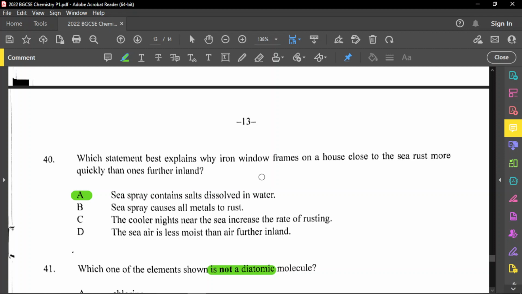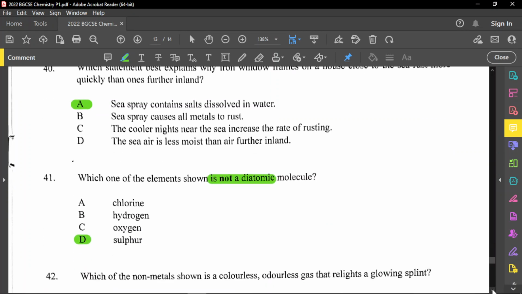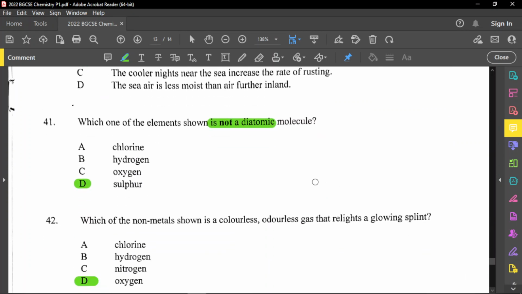Cast stainless steel and so on. So the answer here is that the sea spray contains salt dissolved in the water, and the salt dissolved in the water will cause faster oxidation of the iron, which means faster rusting. So definitely A is the correct answer there. It's not a good idea to use anything that contains iron if you live by the seaside, or on the beachfront.